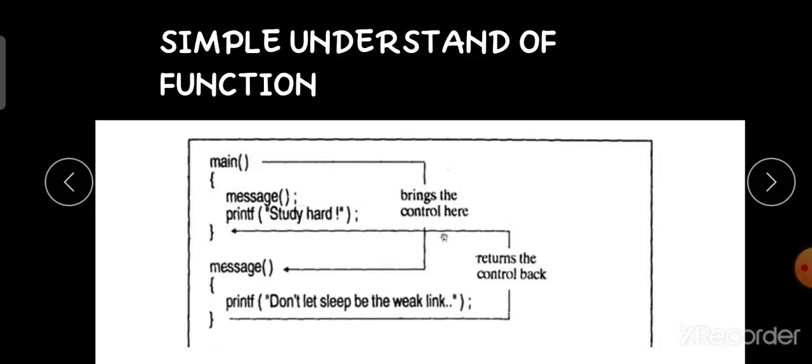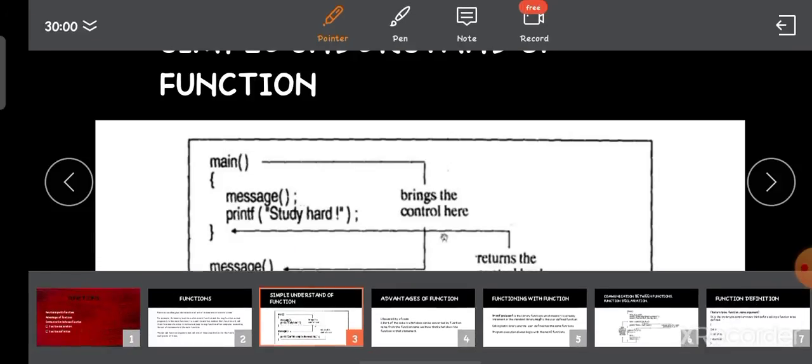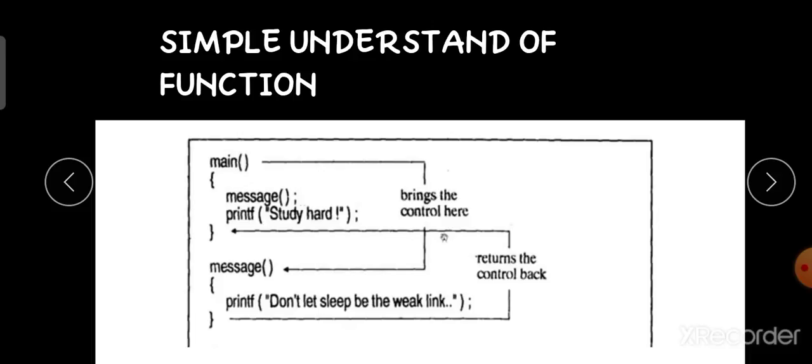This picture is a simple way to understand a function. It shortly shows what happens in functions when we use a semicolon and what happens without the semicolon. First, message of function with the semicolon brings the control to the next message of function. Next, after the printf, it returns the control back to the next printf.